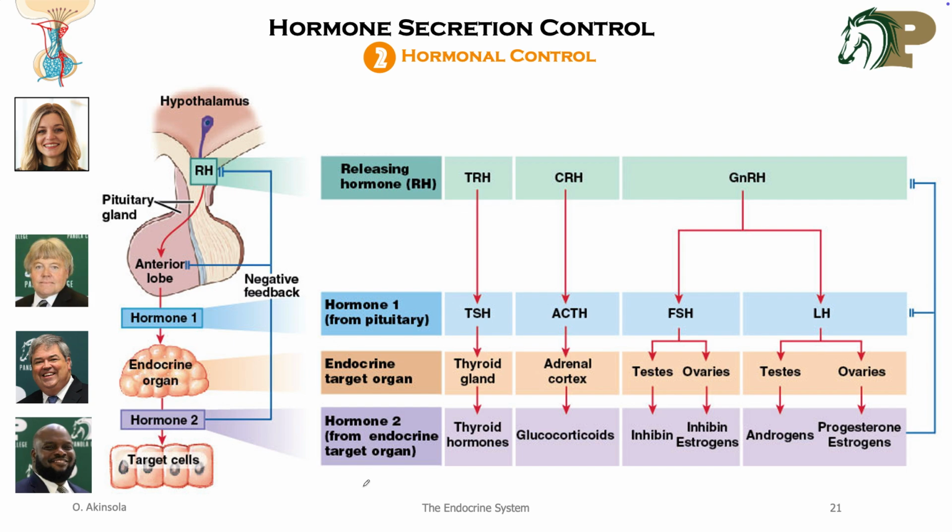So coming back to our example, the hypothalamus will release a releasing hormone, okay? That releasing hormone will then make its way to the pituitary. The pituitary will then release a hormone that will make its way to a target organ. And then the target organ will release hormones that will make its way to target cells.